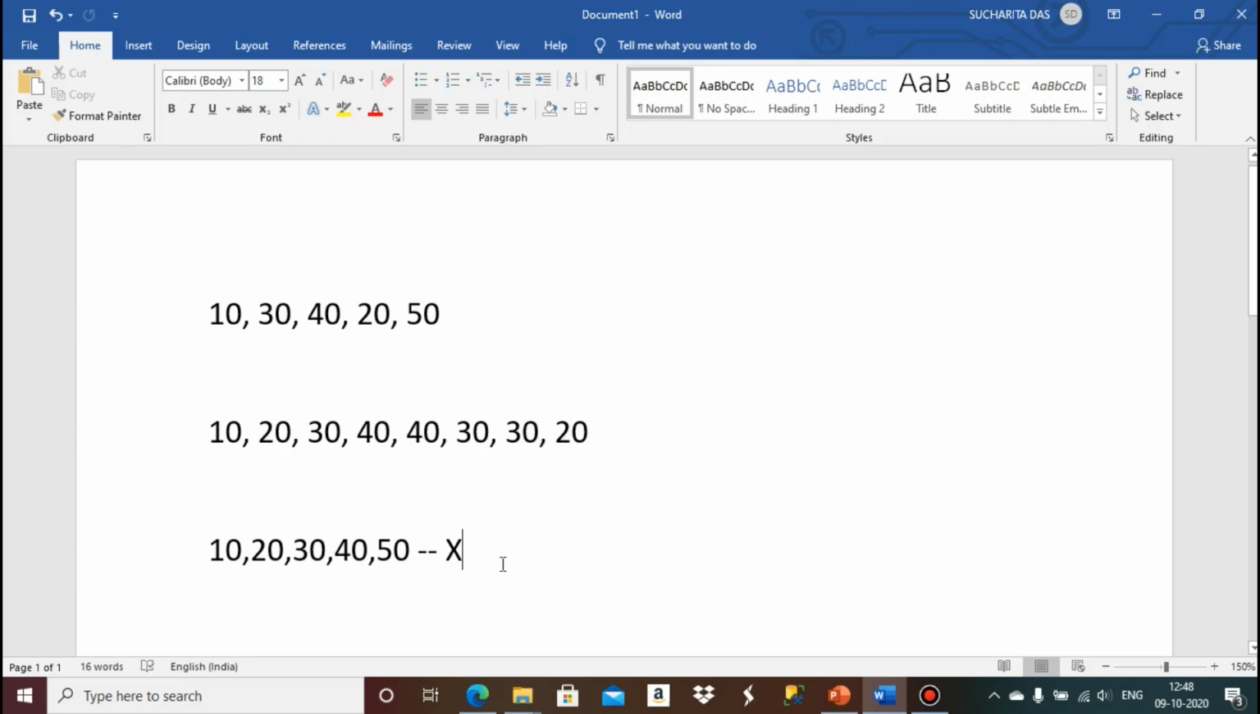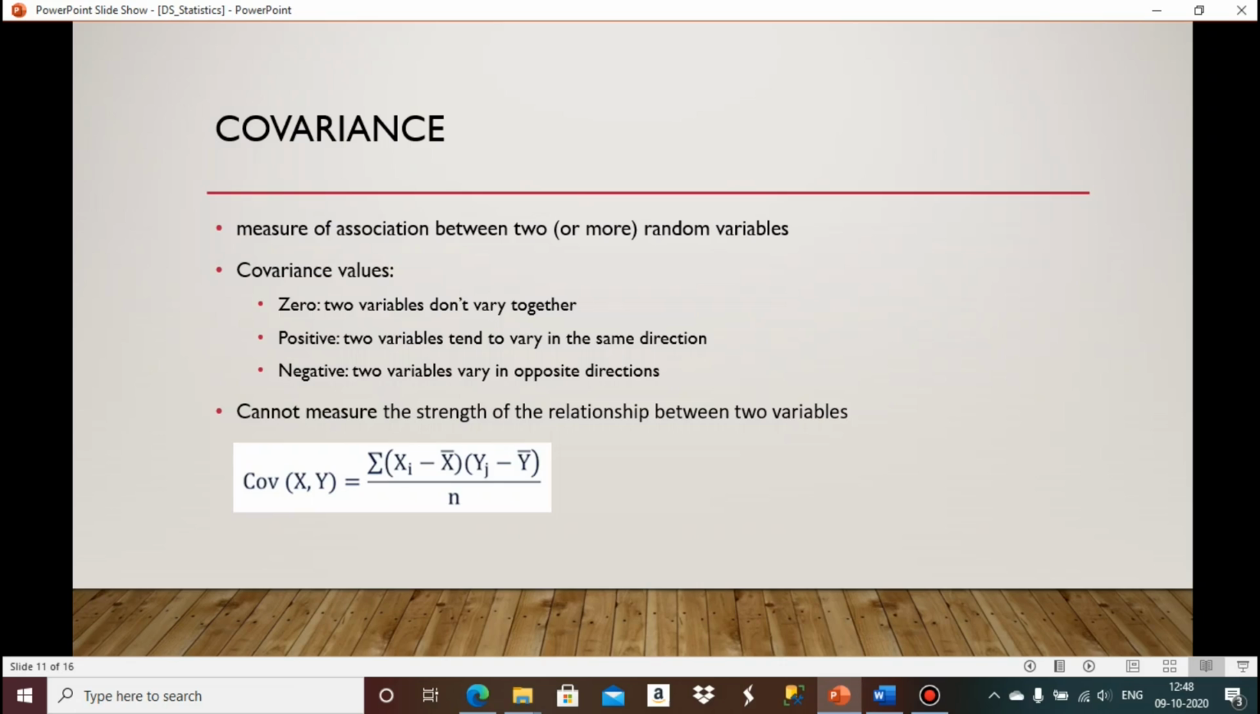In a similar way I have another data set y, and I calculate the mean and find the differences. Then for each multiplication of differences, that means x1 minus x bar into y1 minus y bar, plus x2 minus x bar into y2 minus y bar, and so on, we calculate the summation and then divide it by the number of elements. So that is the covariance calculation.